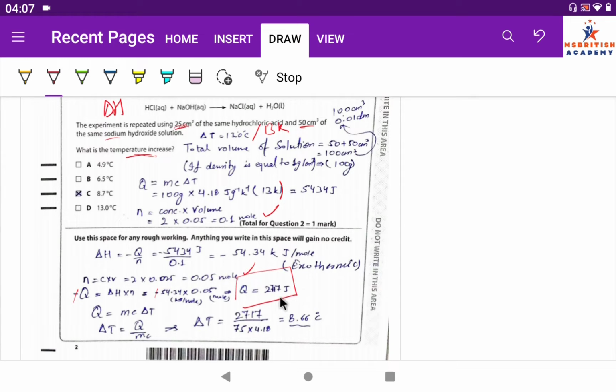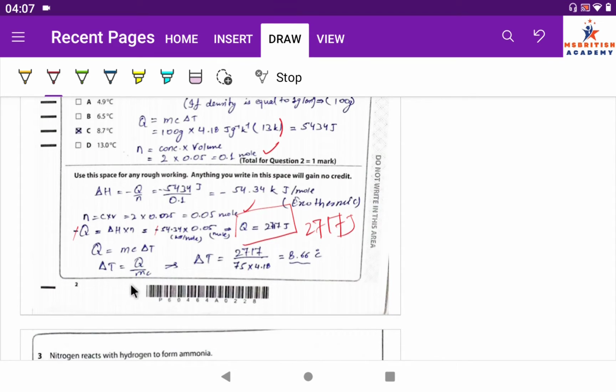So the Q is 2717 joules. Now you can use Q is equal to m c delta T, and we are going to find delta T. So divide Q by m c. Q is 2717 divided by mass, which is for 25 plus 50, so 75 times 4.18. After calculating, you will get 8.66. So you can round this up to 8.7.